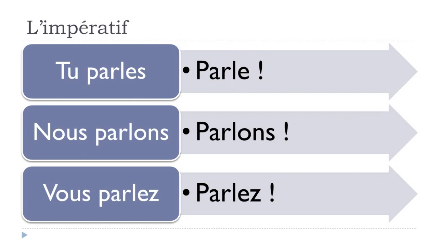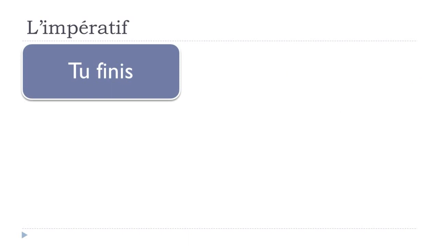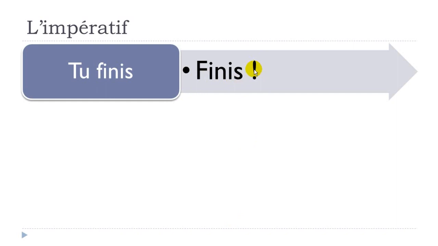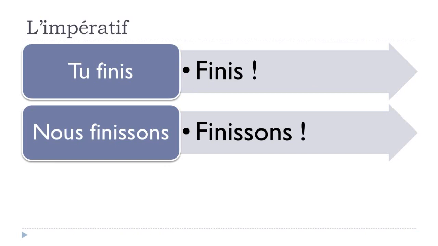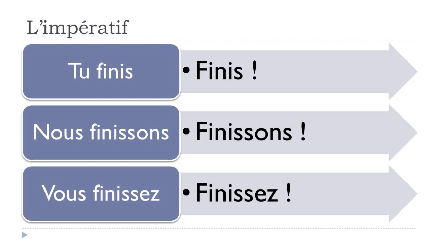Okay, let's see now verbs from the second group. So I took this finir, to end, to finish. Okay, so tu finis at the present form, and have a look, it's exactly the same form, finis, point d'exclamation, and you take away the pronom personnel. All right, then nous finissons, exactly the same form, finissons, don't forget the point d'exclamation at the end, and you take away this nous. Vous finissez, and you will get finissez.